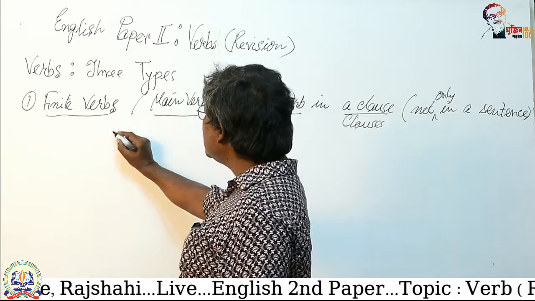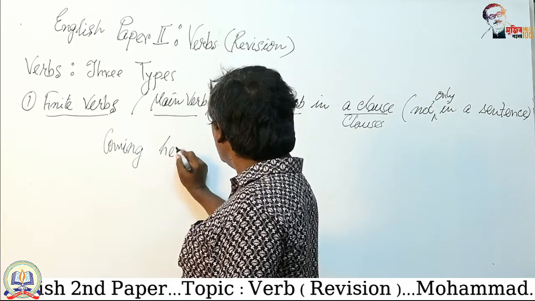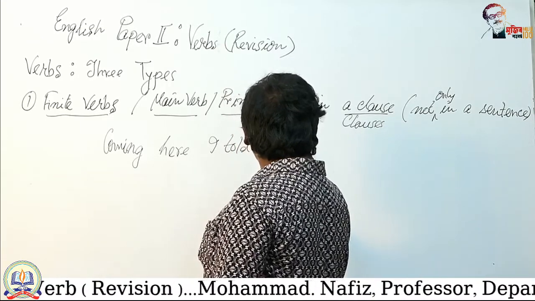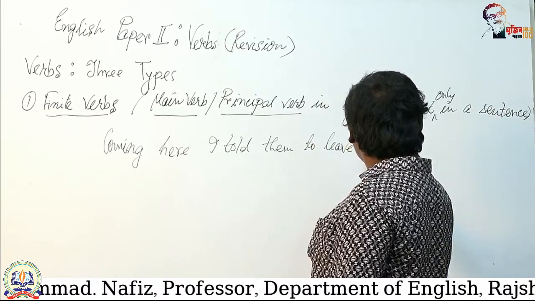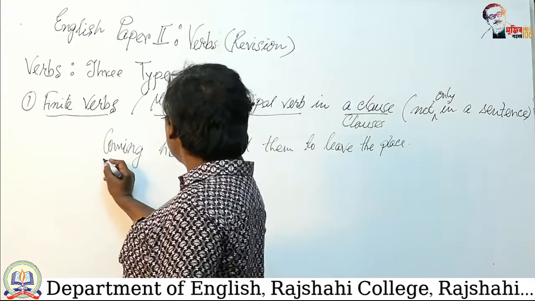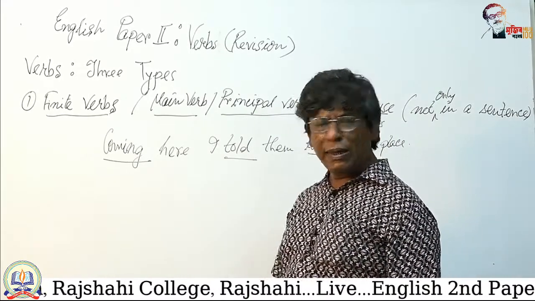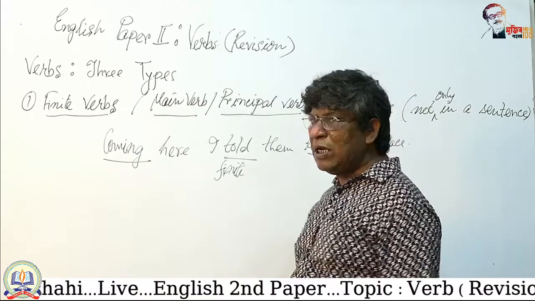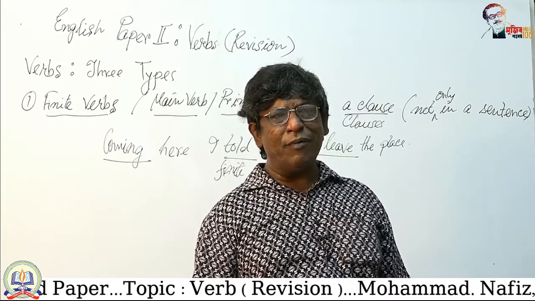For example, look at this sentence. Coming here, I told them to leave the place. In this sentence, we have three verbs: coming, told, to leave. Among the three, the only finite verb is told. Therefore, in spite of having three verbs, this sentence has only one finite verb.